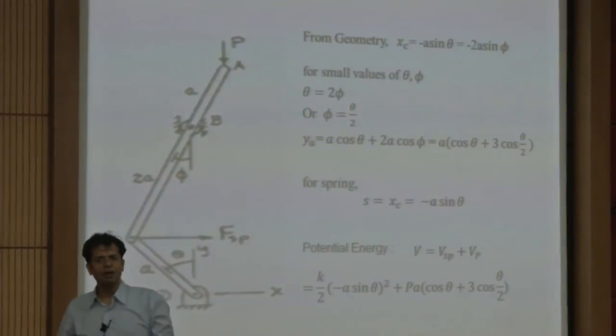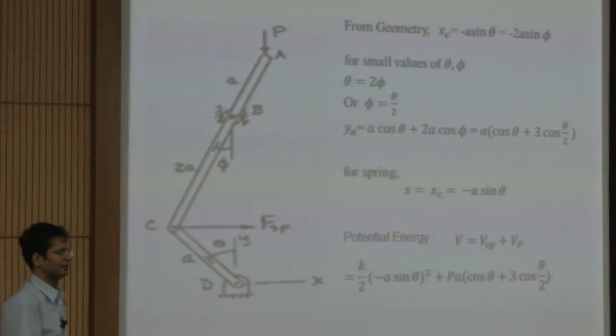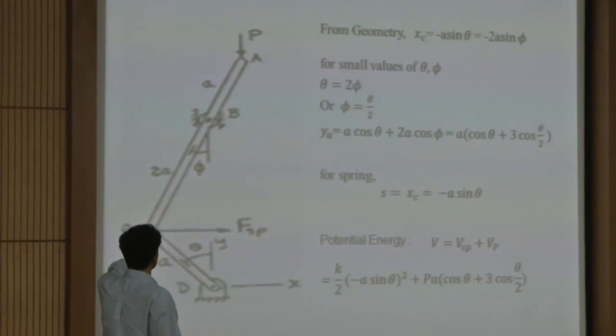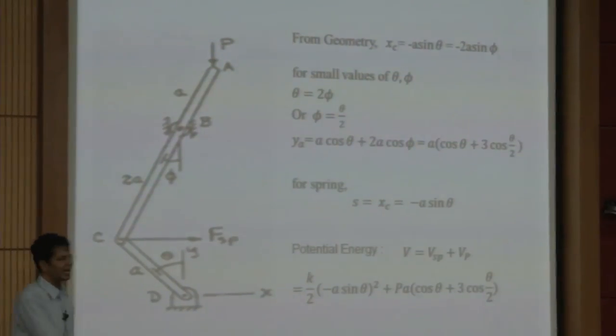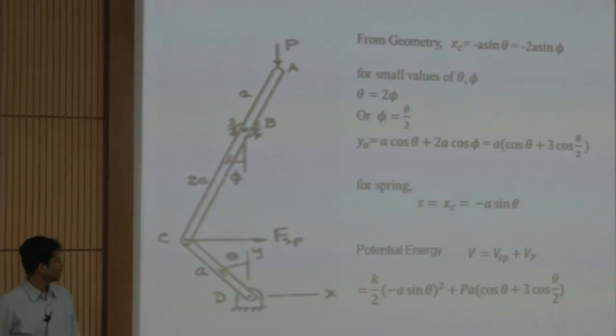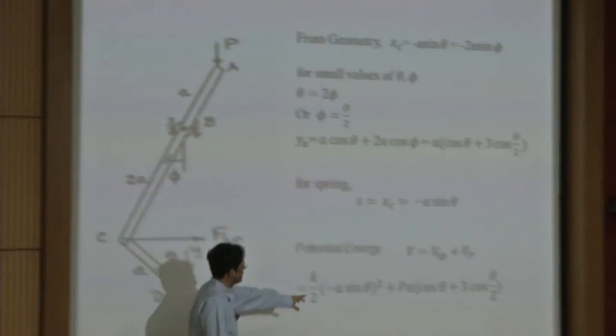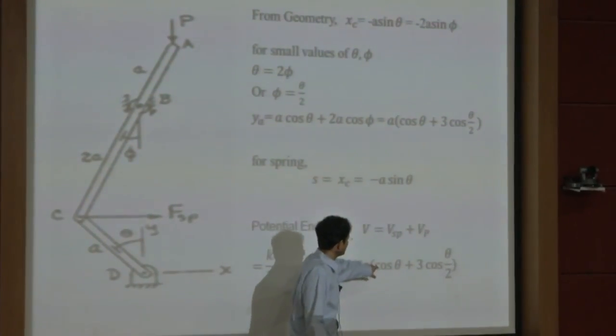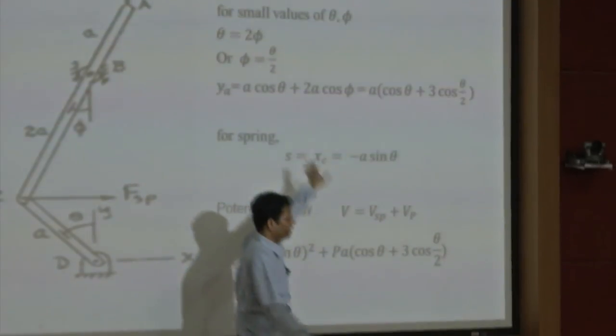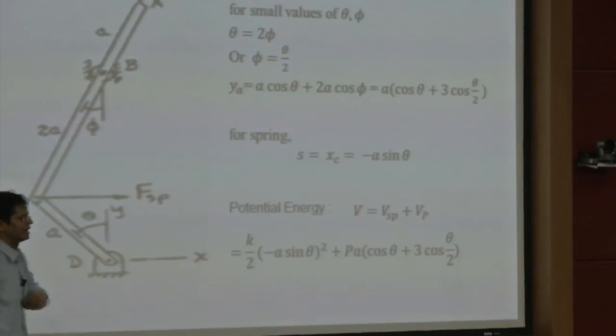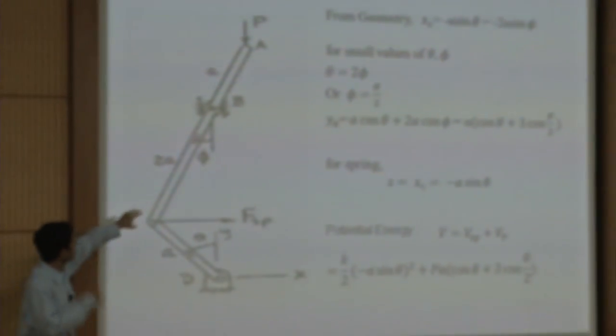So the potential energy will be how much? Plus P into the height. Now what is the height? Clearly it is A cos theta plus 3A cos phi. So PA(cos theta plus 3 cos phi). Now what the theta by 2 comes from, we will decide that later. Now you tell me, what is the relation between phi and theta?